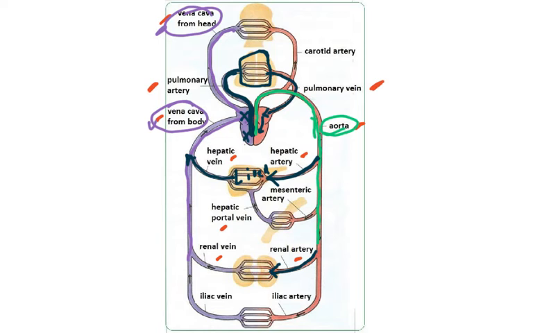Every organ has an artery and a vein. So the hepatic artery enters the liver, divides into arterioles, capillaries, then venules, and then vein. And the hepatic vein is going to enter the vena cava, which is going to take the deoxygenated blood to the right atrium.